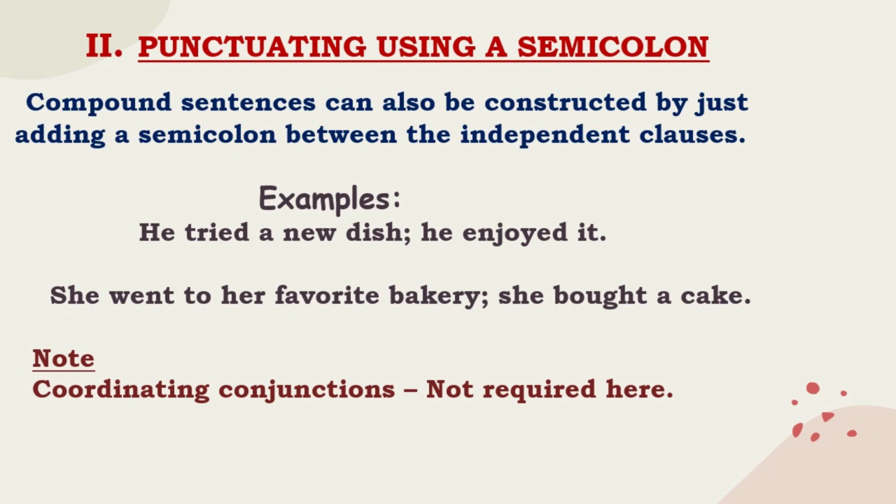The easiest way to form compound sentence is to add a semicolon between the independent clauses. Let's look at the following examples. He tried a new dish, semicolon, he enjoyed it.